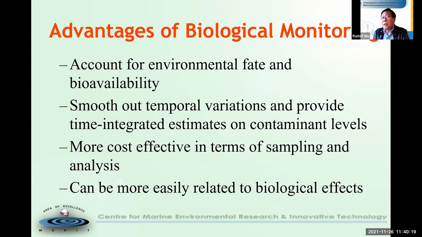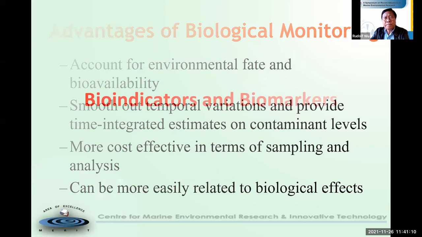So instead of going every day to collect a water sample, you go every month to collect a mussel sample. The concentration of pollutant in the mussel will give you a very good indication of the average, or time smoothened, time integrated estimate on the level of dioxin and metals in the water. That saves you a lot of analysis and time, and is much more cost effective in terms of sampling and analysis. And what's important is that the metal or dioxin concentration you find is actually being taken up by fish and mussel. This can be more easily related to biological effect. So you're looking at the bioavailable fraction, which is the most concerning fraction.